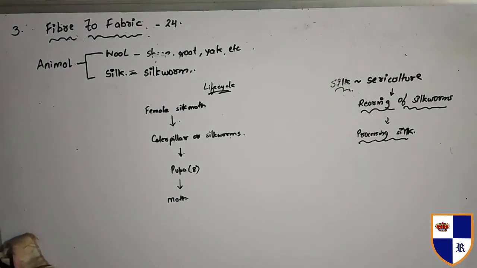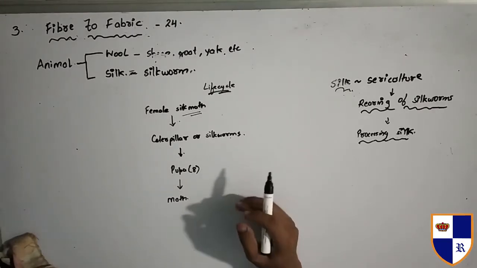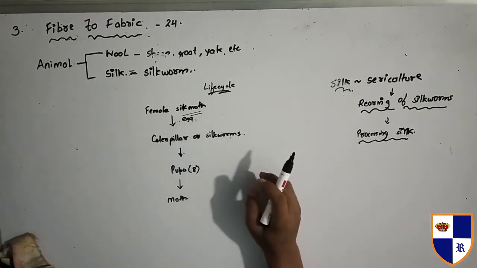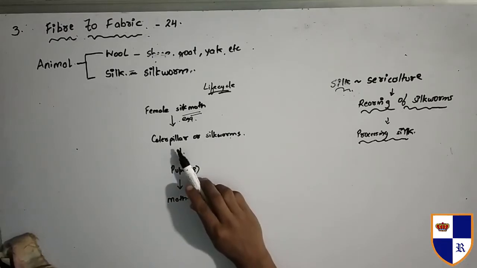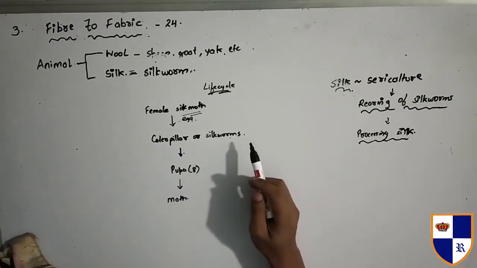So the female silk moth lays hundreds of eggs at one time. They lay eggs, and then the larvae hatch, which are known as caterpillar or silkworm. You can see the picture on page number 28 of your textbook.